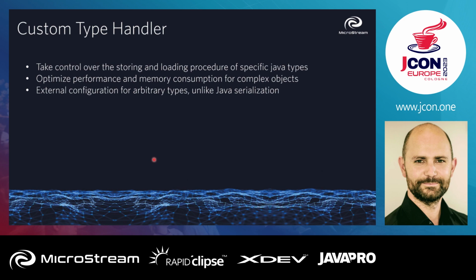But you can take control over the storing and loading process of specific Java types if you want to optimize the storage behavior, if you want to shrink the storage data or obfuscate it, or if you want to encrypt it, or whatever reason, you can write custom type handlers for that. You can define the binary representation of a specific type, and how the state of the type will be restored. Of course, the main reasons are to optimize performance and the memory consumption for complex objects.